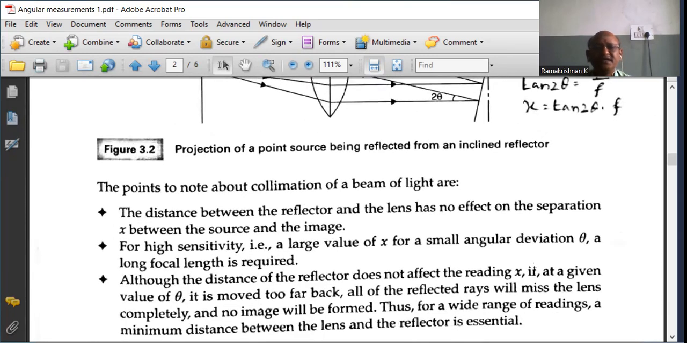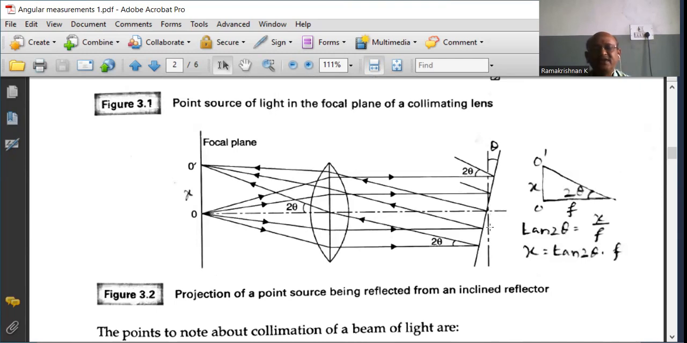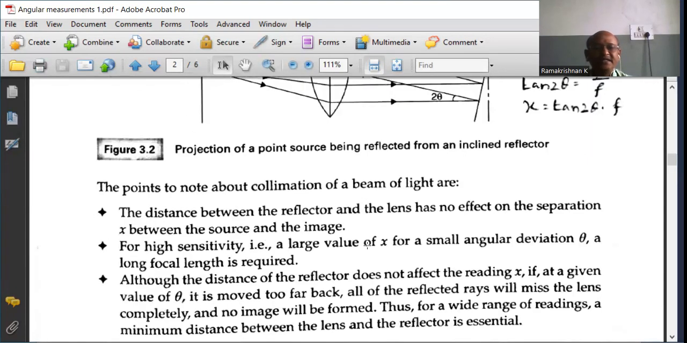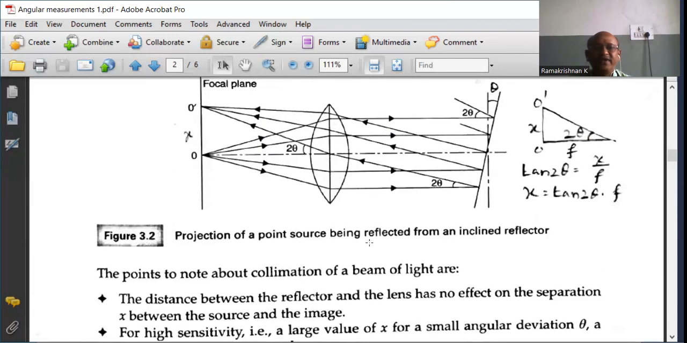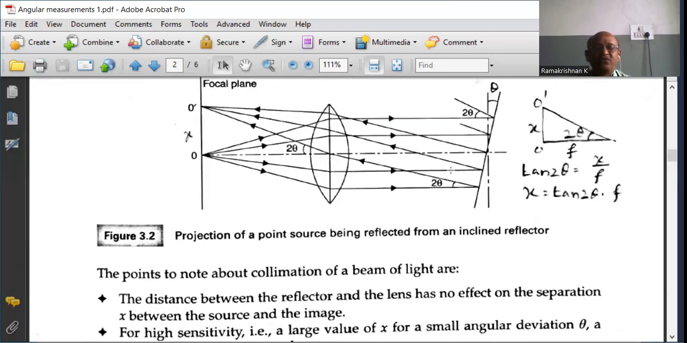Now, some important points to be noted in the autocollimator. First, the distance between the collimating lens and the reflector has no effect on the distance calculation x. Second, for high sensitivity, that is a large value of x for a small deflection theta, a longer focal length is required.